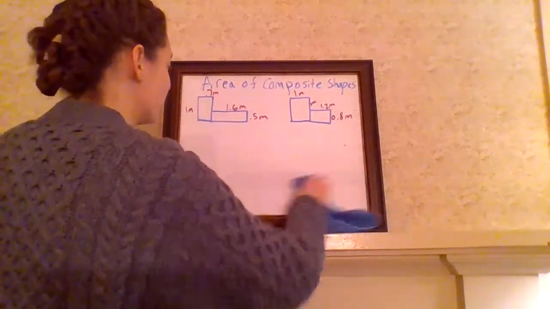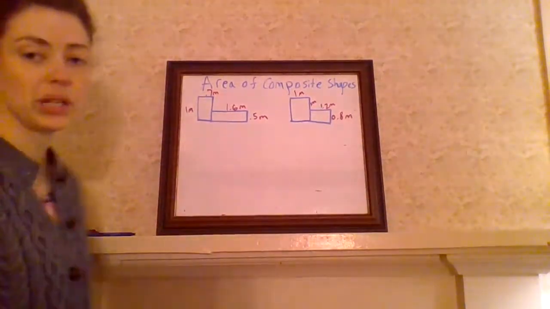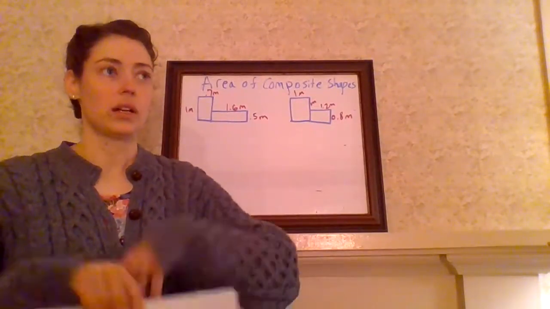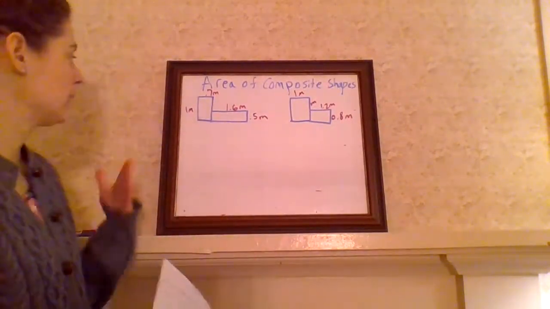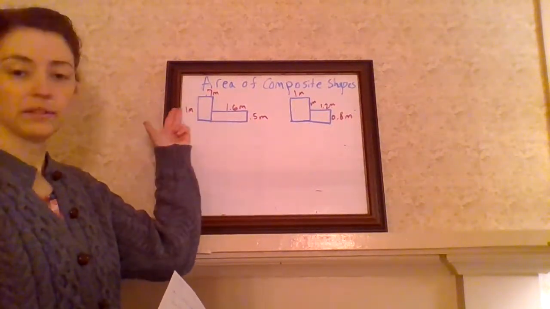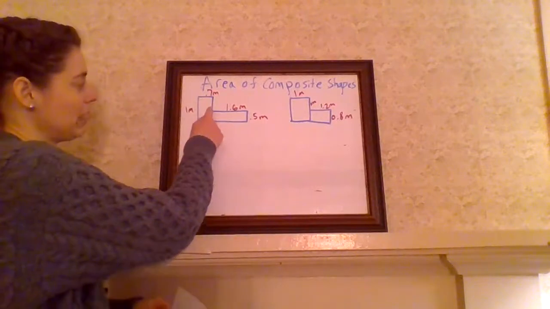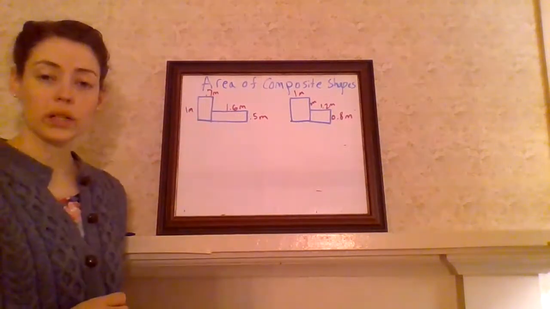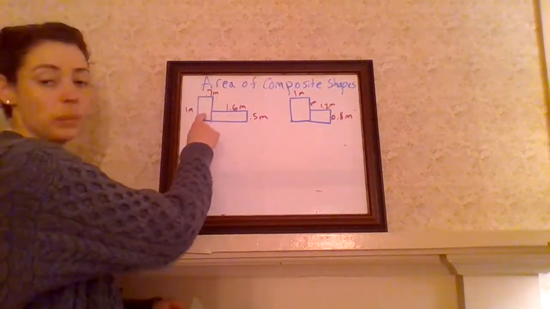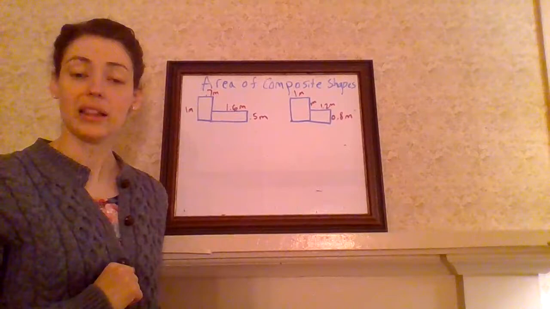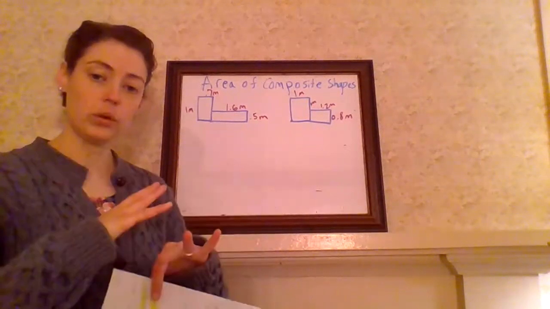What if you have a shape that's not any of those things? What if you have something that's a combination of those things? So for example, what if you had this? It's not a rectangle, it's not any of those shapes, but you could split it up into 2 rectangles. So what you can do is find the area of this part of the shape and the area of this part of the shape and add them together, and you'll have the area of the whole shape.